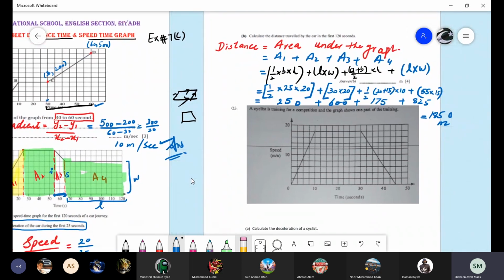You have to find out only the calculation. The question was: calculate the distance traveled by the car in the first 120 seconds. So we have to cover the whole graph line up to 120. We have to divide the area under the graph line into different portions, and there are a total of 4 figures. One is a triangle, the second is a rectangle, the third is a trapezium, and the fourth one is again a rectangle. Just write the formula of all those and then substitute the values according to the graph.